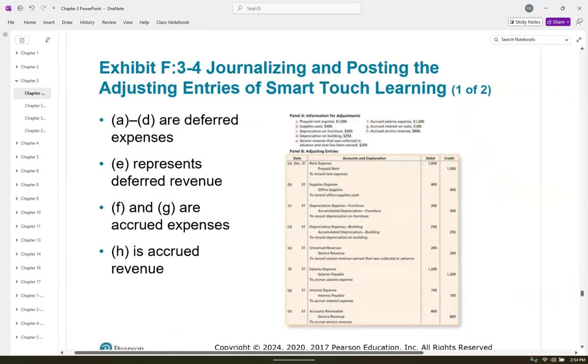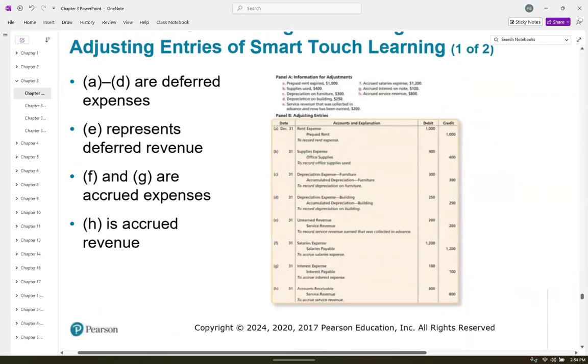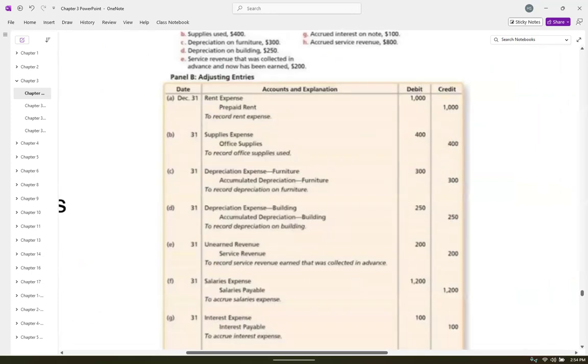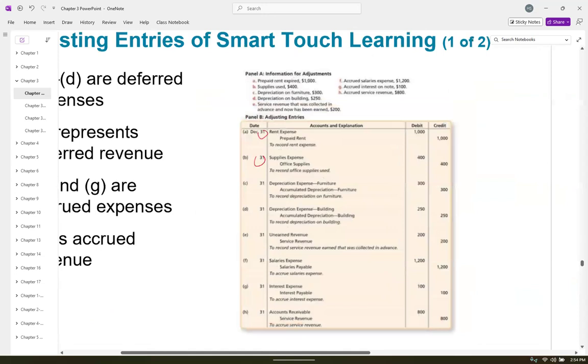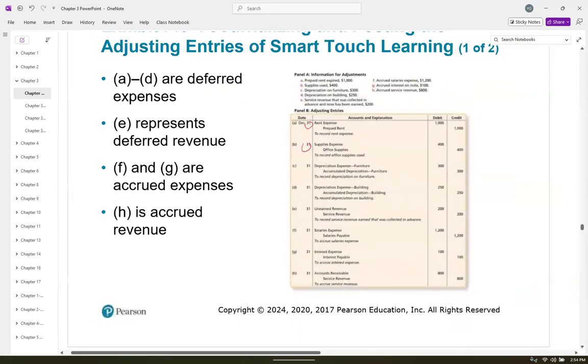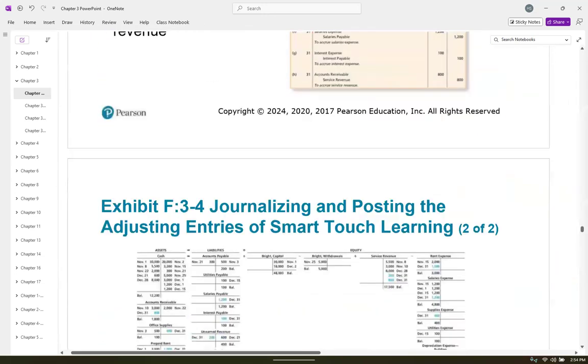Well, I said that was all, but here we have all of those entries that we just made. Notice they are all dated December 31st. These are every one of them. Notice none of them have cash. Okay. And so we've got all of those recorded.